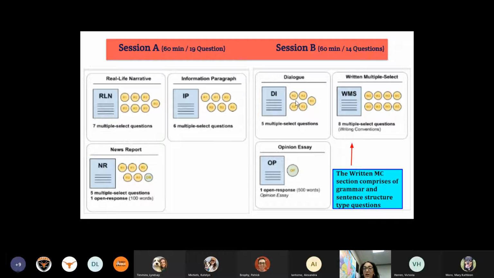Session B, so again, yellow indicates multiple choice questions, and the blue indicates the long response, the opinion piece. So session B has less reading to do, and I'll tell you why in a minute, and more writing to do. Why? Because you have to complete that opinion piece for 500 words. Now I have this section highlighted here. It's the second section in session B, and these multiple choice questions are grammar based. So you don't have a story or an information paragraph or an article to read. You're simply completing grammar style multiple choice.